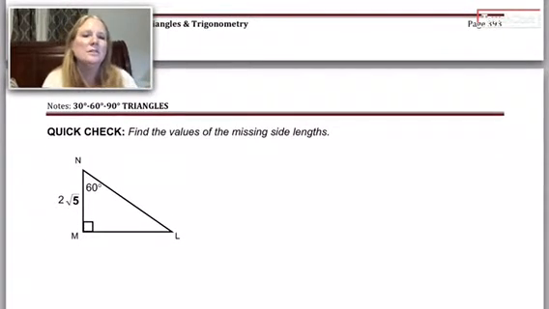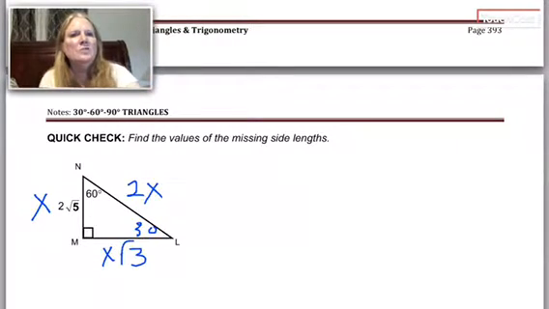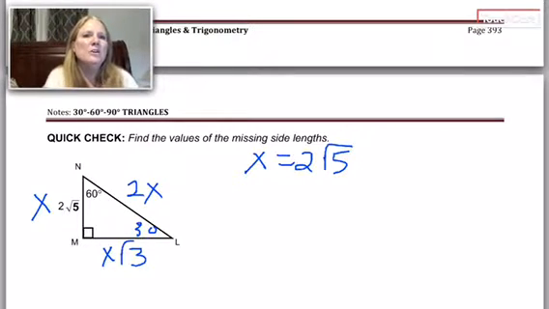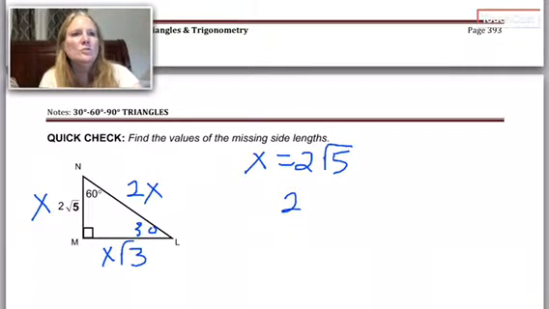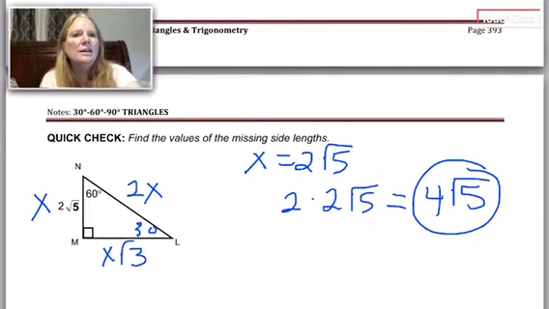On these quick checks, it would be good if you would pause the video first and see if you can write the answers yourself. But if this is my 60-degree angle, this is obviously my 30 here. So this is X, 2X, and X square root of 3. So my picture is telling me that X is equal to 2 square root of 5. So that would make 2X, 2 times 2 square root of 5, which simply equals 4 square root of 5. So LN is 4 square root of 5.